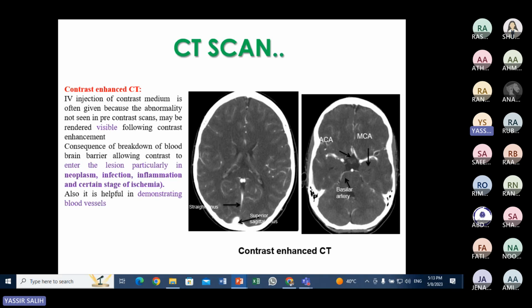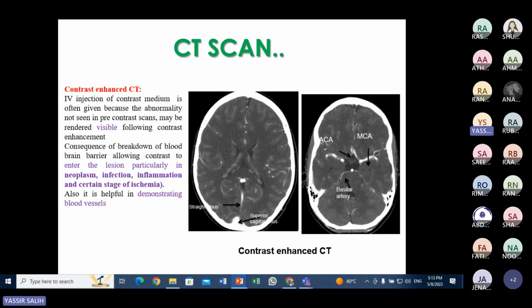to make some pathologies more clearly visible. There are many pathologies that may not be clearly visible without contrast. So this contrast may help us in evaluating many conditions. It can also be used for differentiation between the many lesions.